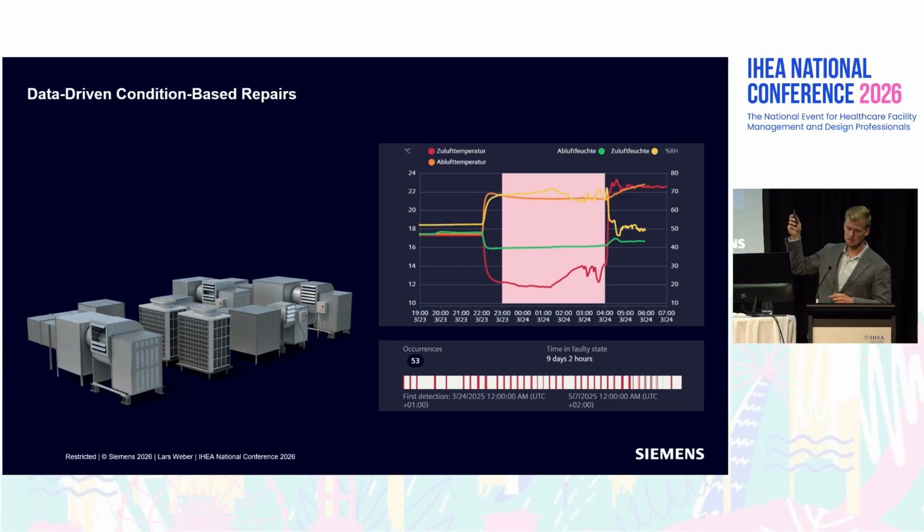Some of you might understand it, most of you probably not. There's some German terms on there. What it just says is the different temperatures that are considered here, as well as the humidity. And in this red section, or looks a little bit like red, this is where the fault has been detected. And down below you see 53 occurrences, which means this particular fault has been detected 53 times over the last 9 days and 2 hours.